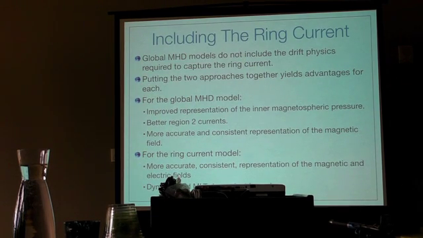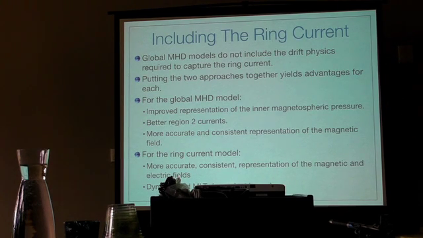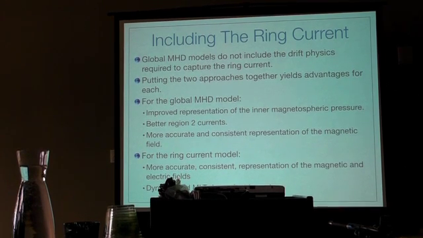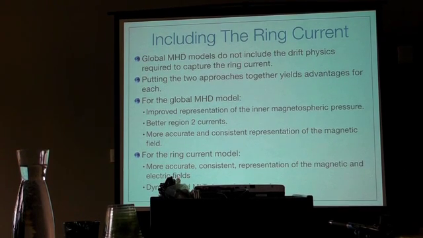go to the inner magnetosphere. There's a lot you can talk about in the inner magnetosphere, but I'm going to focus on the ring current, mostly because of limited time. So the global MHD models don't include the drift physics that's required to really capture the ring current accurately. There are extensions of MHD that do include this drift physics, but as far as I'm aware, none of the global models are making use of those equation sets.